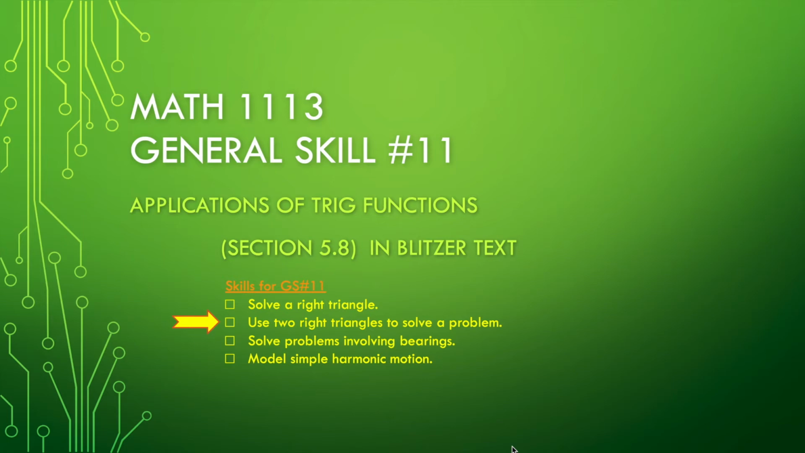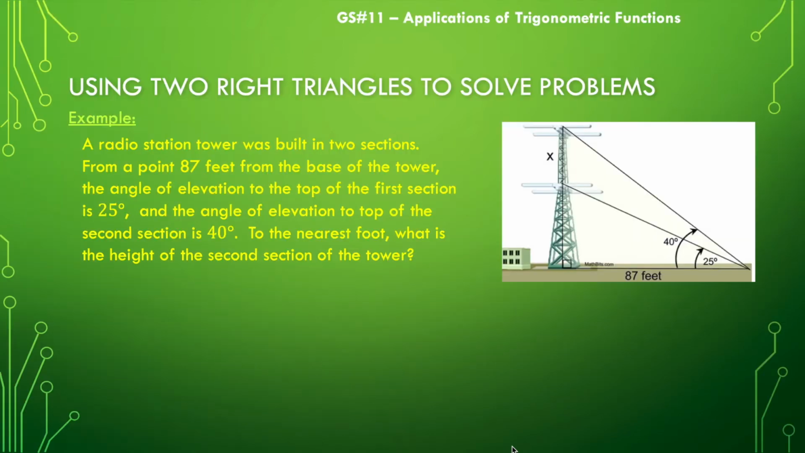All right, welcome to this latest installment of a video about applications of trig functions. In this particular video, we're going to talk about how we can use two right triangles in trigonometry to solve a problem. As with any application problem, the first thing you want to do is read the problem carefully. So this first example, we're looking at a radio tower.